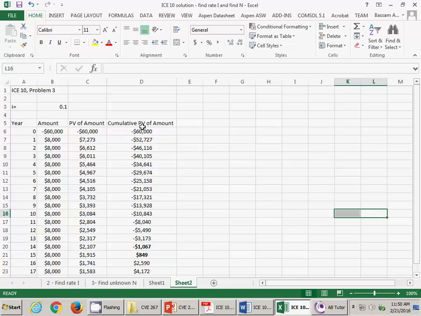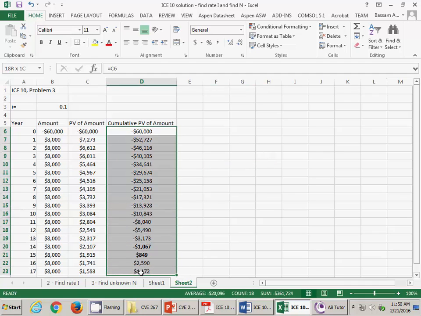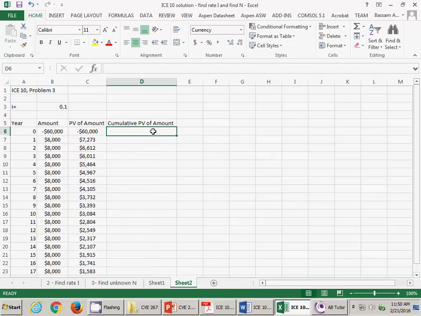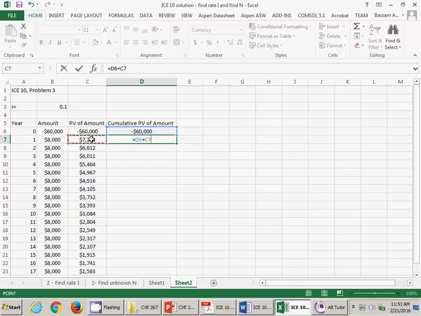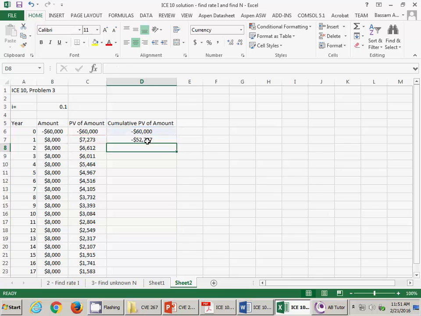Okay, so you want me to repeat everything? Okay, sure, I'll do that. What you do is you type equals, and for the first one it's just this column, and so enter, and then for all the rest it's the one above it, so this one plus the one to the left of it here, like that. And then once you have it, you can drag it down, like so.